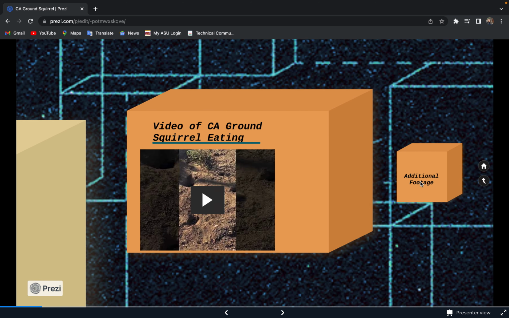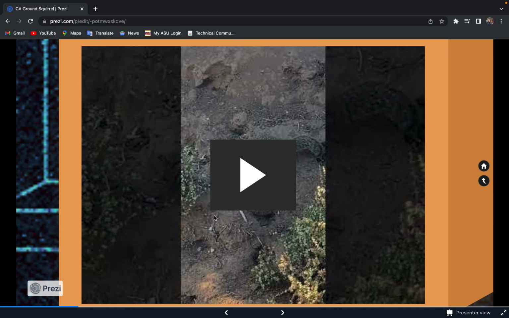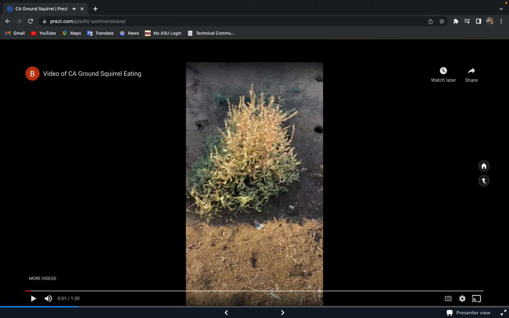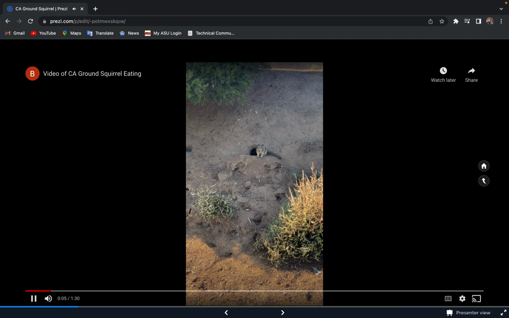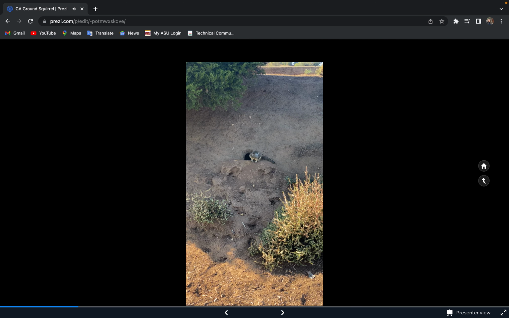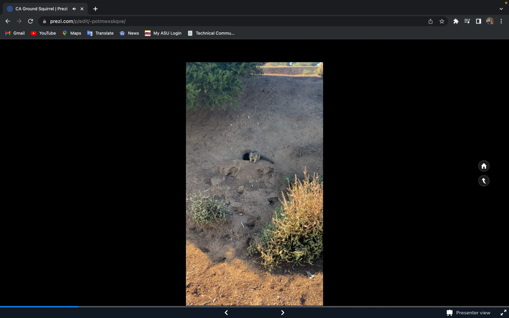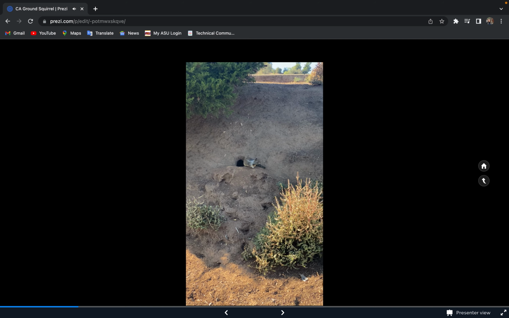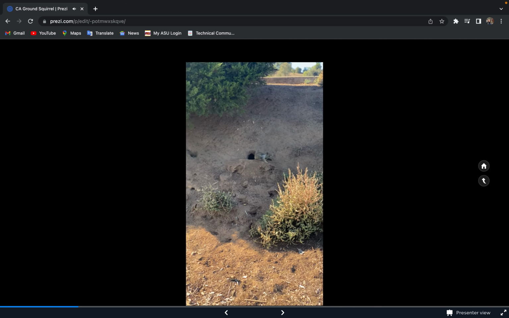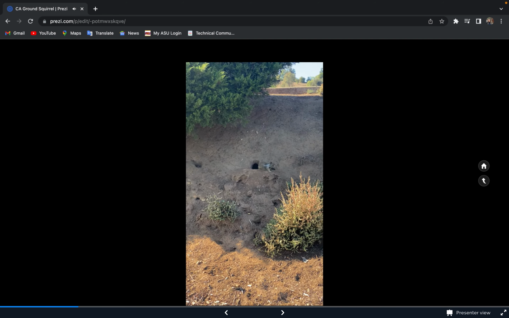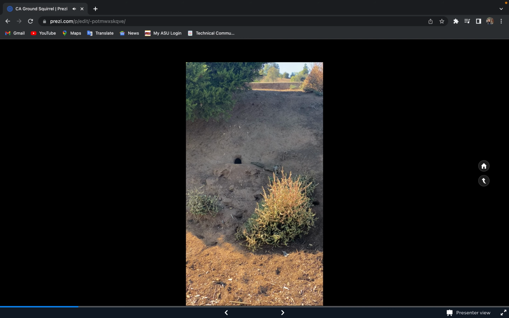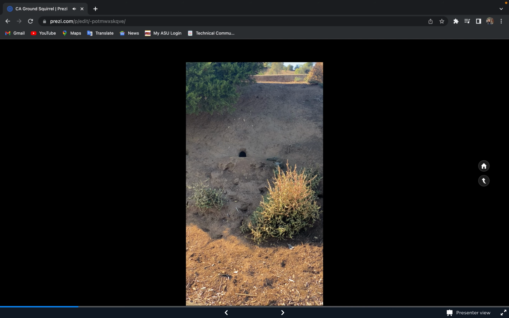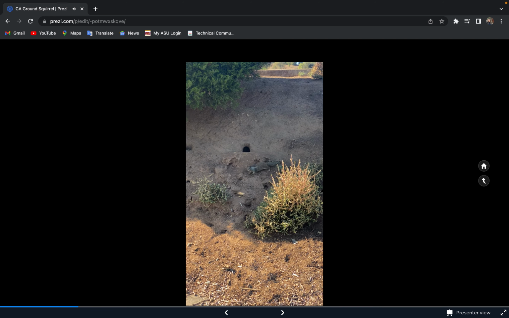Jumping on to the next video, this was taken also during the observation period. You'll see here that this squirrel again is on the lookout for predators, and then begins to kind of sniff and forage for some food, which in a little bit you'll see him come down the hill and find his food items.